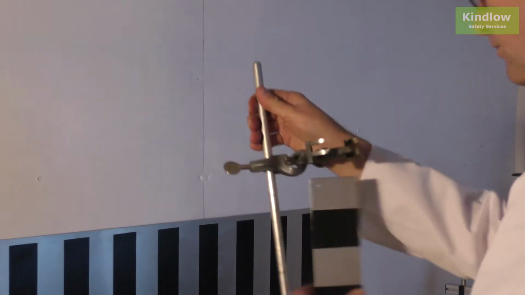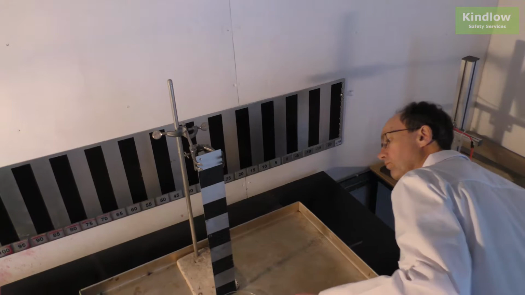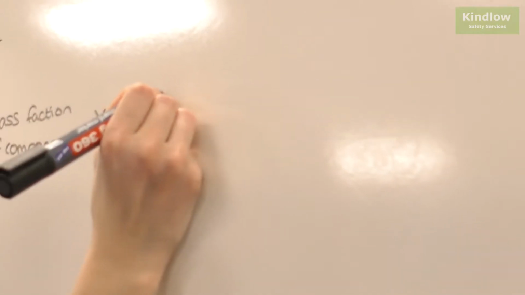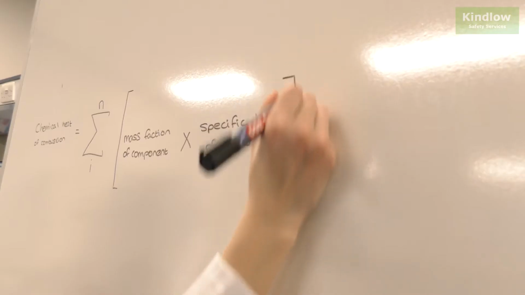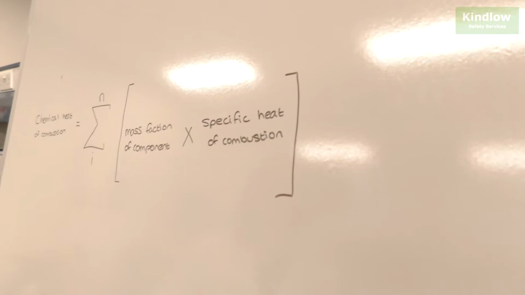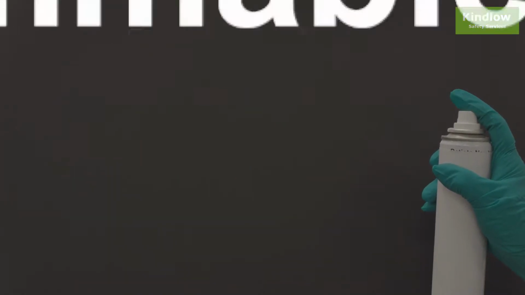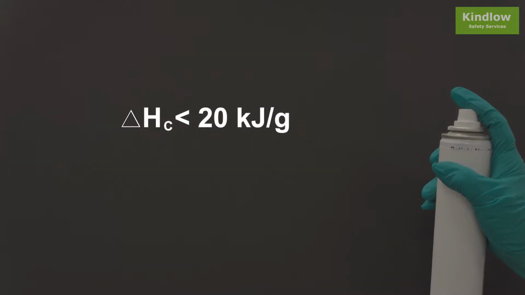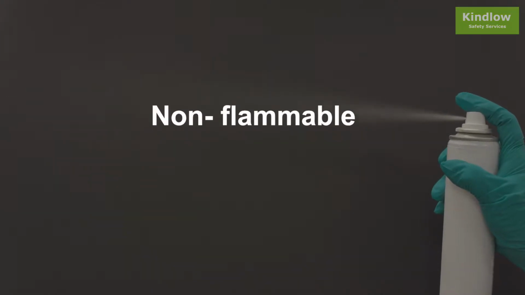In order to determine aerosol flammability classification, following the UN Transport Regulations and the Aerosol Dispensers Directive, the first step is to check the percentage of flammables in the formulation, then calculate the heat of combustion. If the aerosol contains less than or equal to 1% by weight of flammable components and the heat of combustion is less than 20 kilojoules per gram, then the aerosol is classified as non-flammable and no laboratory testing is required.